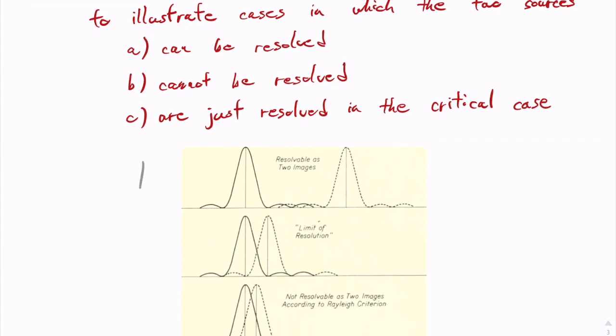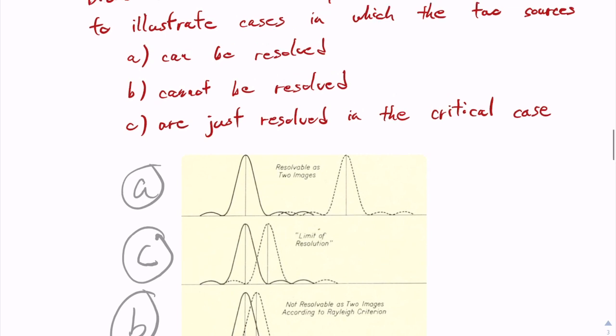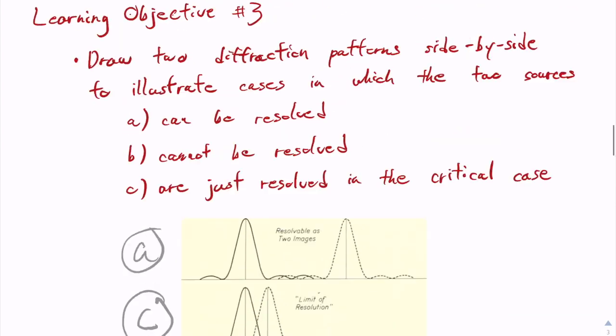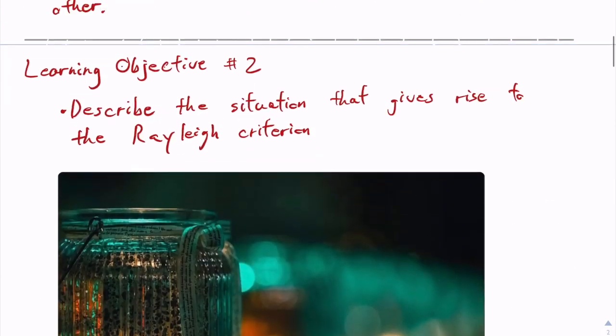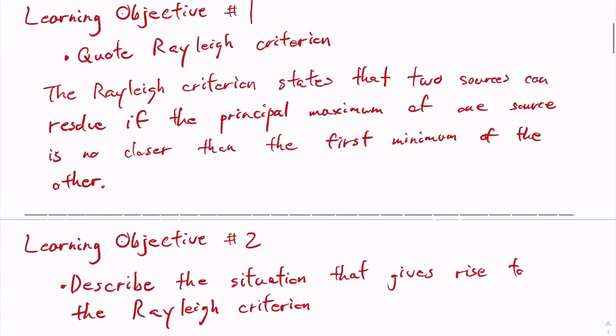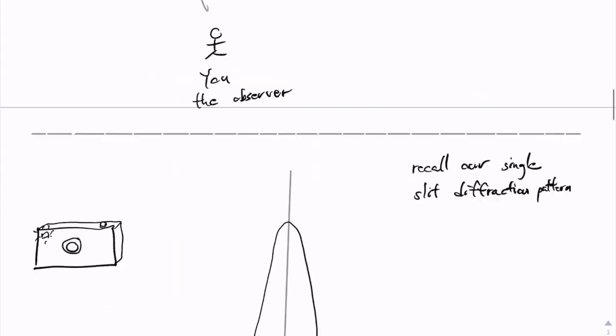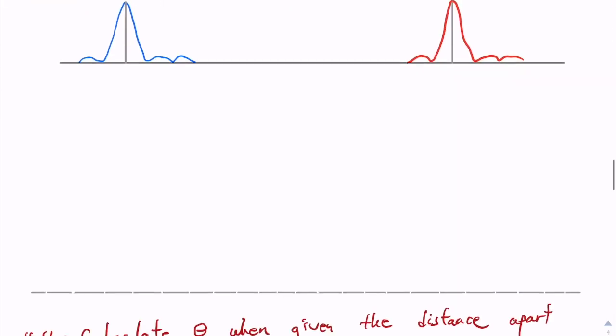So the first one, this can be resolved. This is the critical case, C, and this is where it cannot be resolved. Let's understand what this is really talking about. I'm going to pull Rayleigh's criterion down here one more time, and now we can really begin to understand what it is talking about when we look at this example. I'm going to copy and paste that.